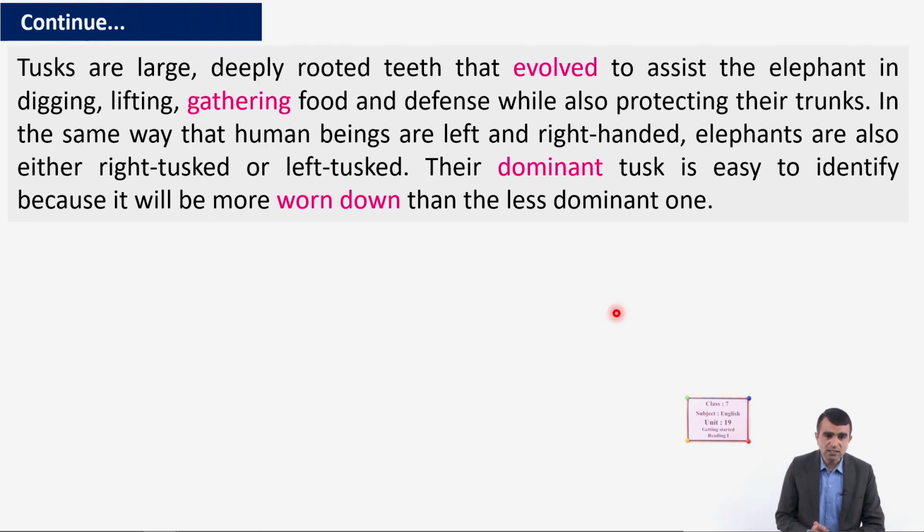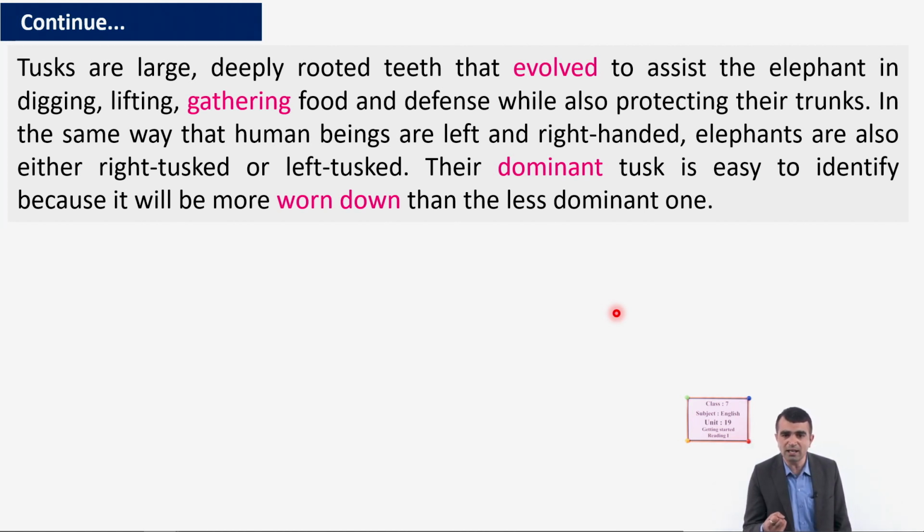Next, tusks are large, deeply rooted teeth that evolved to assist the elephants in digging, lifting, gathering food and defense while also protecting their trunks. In the same way that human beings are left and right-handed, elephants are also either right tusk or left tusk. The dominant tusk is easy to identify because it will be more worn down than the less dominant one.